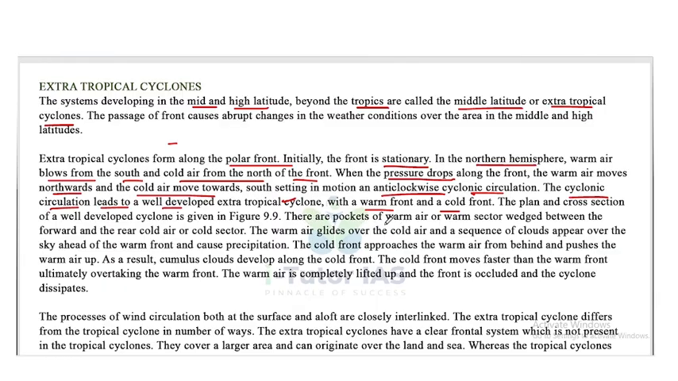These are pockets of warm air, or warm sector, wedged between the forward and the rear cold air, or the cold sector. The warm air glides over the cold air and a sequence of clouds appear over the sky ahead of the warm front and cause precipitation. The cold front approaches the warm air from behind and pushes the warm air up. As a result, cumulus clouds develop along the cold front.